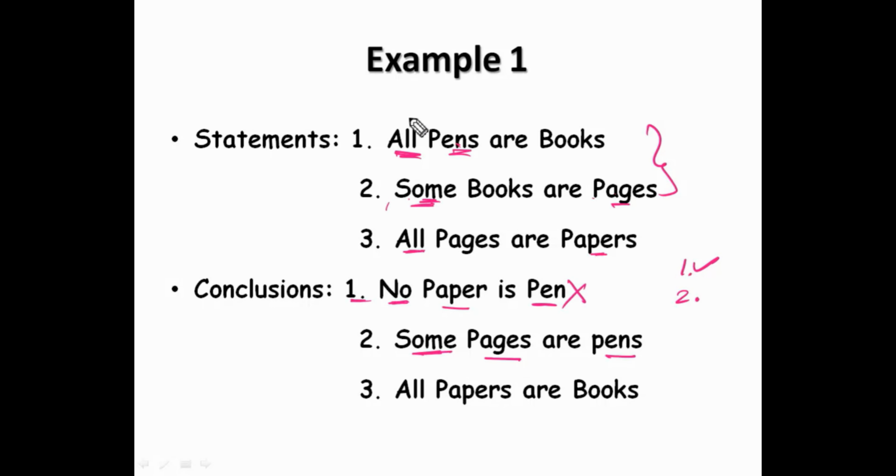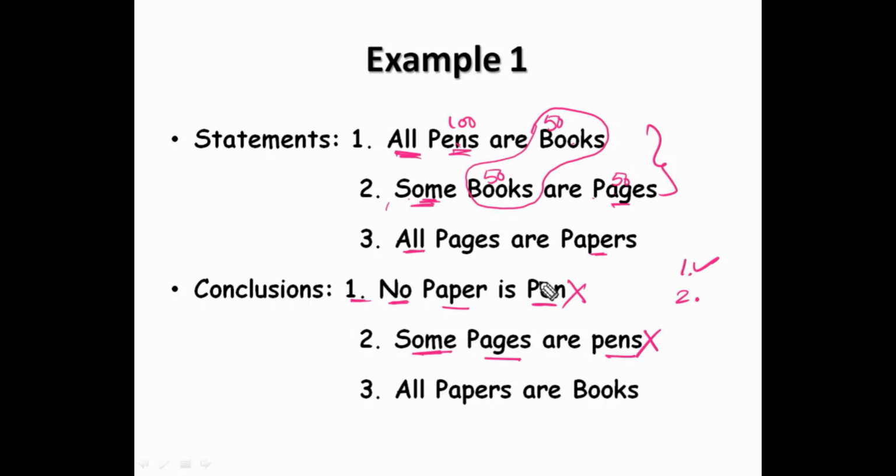Now assign the values. All means 100 and 50, some means 50 and 50. Now see, what is the common element? Books is the common element, but in both statements, books has 50 value only. But our condition is that at least one value must be 100. So the second condition fails. Step 2 fails. That's why the conclusion does not follow.